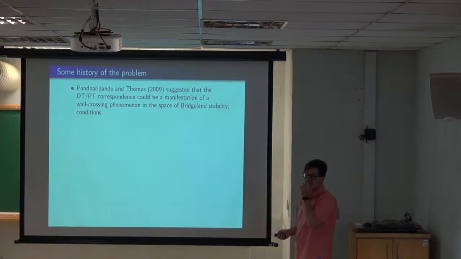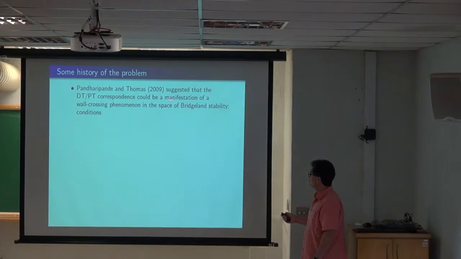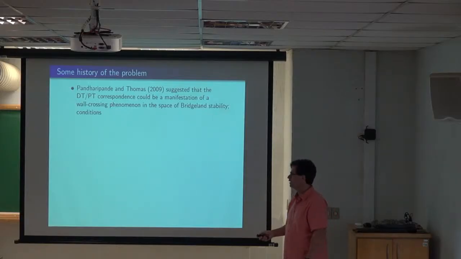A little bit of a history of the problem. So Pandharipande and Thomas, as I mentioned, introduced the PT stable pairs, which is the rank 1 version of what I defined a few slides ago. And their goal was to do some enumerative geometry. So I'm not doing any enumerative geometry. They wanted to count curves and compare two ways of counting curves on a threefold. But they suggested this DT-PT correspondence, because the DT and the PT are two ways of counting curves, or two ways of counting the same things.